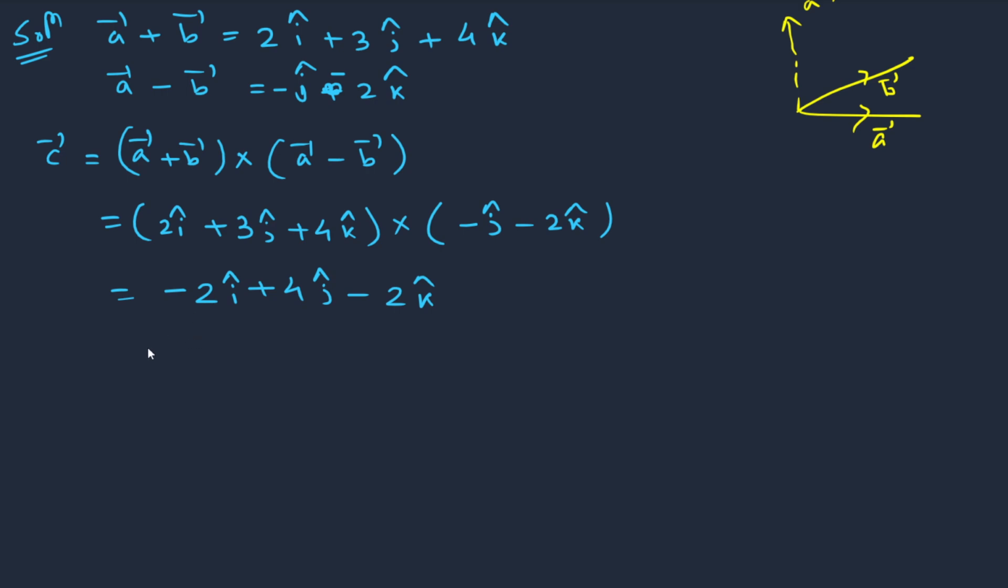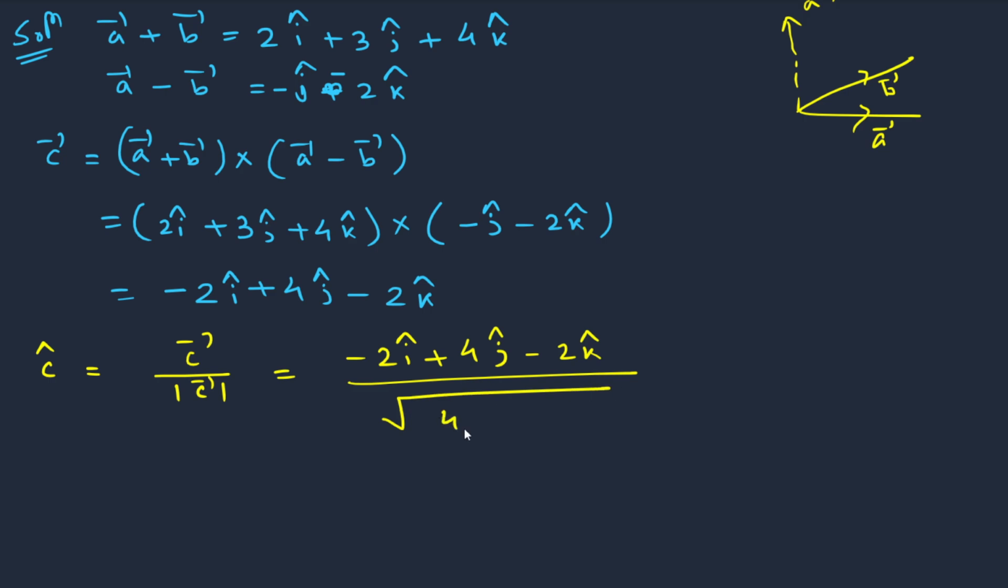So what do we have to find? We have to find a unit vector along c bar, which means we have to find c cap. So it is nothing but c bar by modulus of c bar. So minus 2i cap plus 4j cap minus 2k cap divided by modulus of c bar, which is how much? 4 plus 16 plus 4. So finally the answer is minus 2i cap plus 4j cap minus 2k cap divided by 2 root 6. So it's very simple.